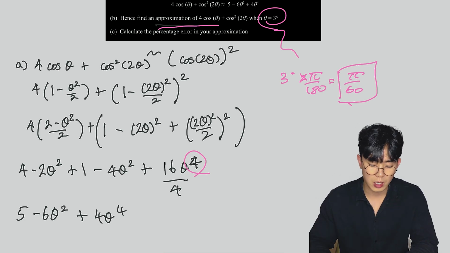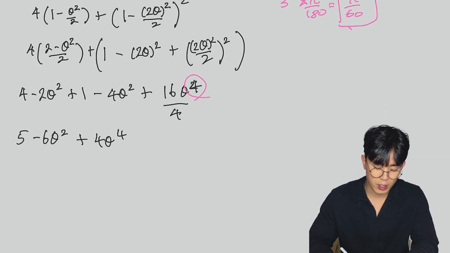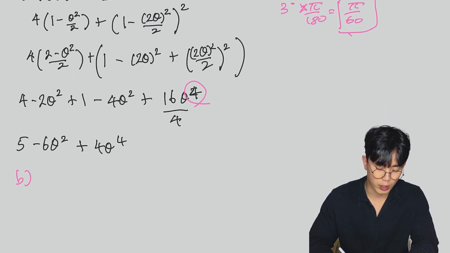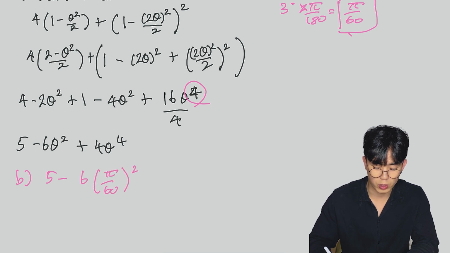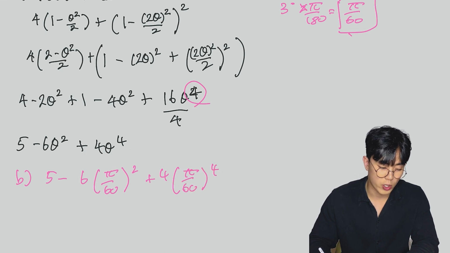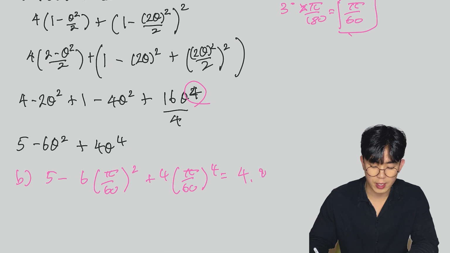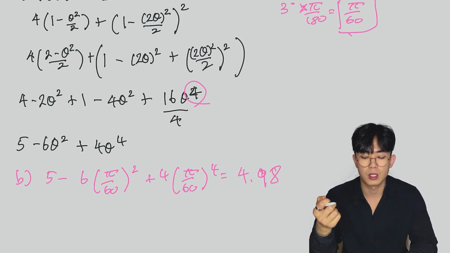So for part B, I am now going to plug in pi over 60 to what we got in part A. So 5 minus 6 times pi over 60 all squared plus 4 times pi over 60 to the power of 4, which I would get 4.98 to 3 significant figures.